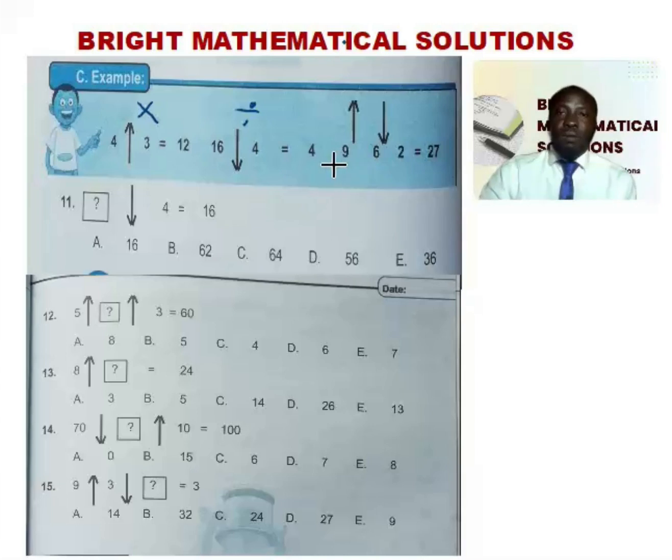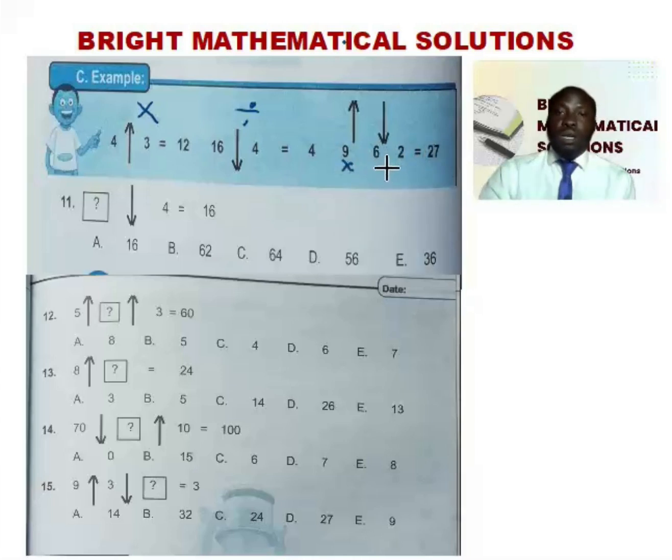Let's look at the last one. 9, an arrow facing up, and 6, an arrow facing down, 2. They said equals 27. Let us combine these two together and see whether it works. 9 multiplied by 6 gives us 54. 54 divided by 2 gives us 27. Definitely that operation is true.